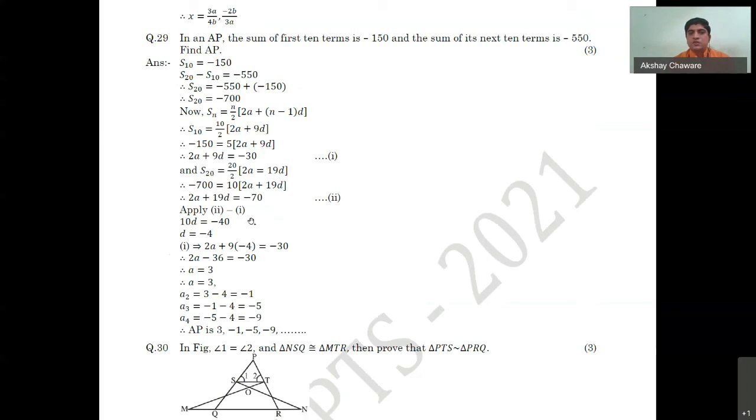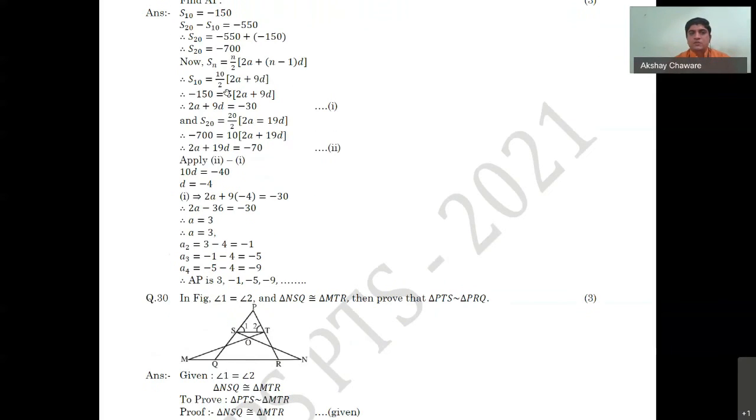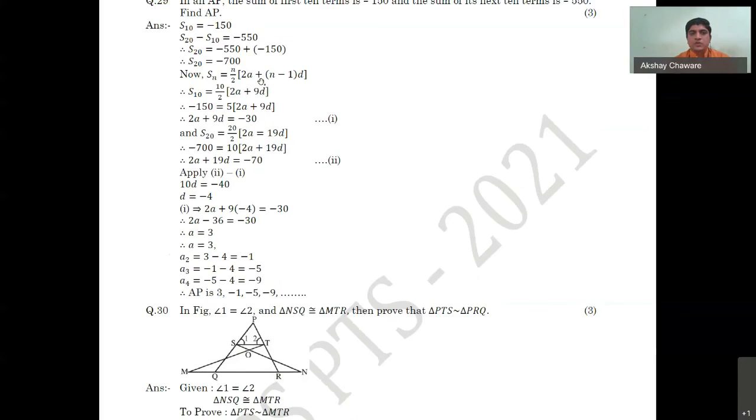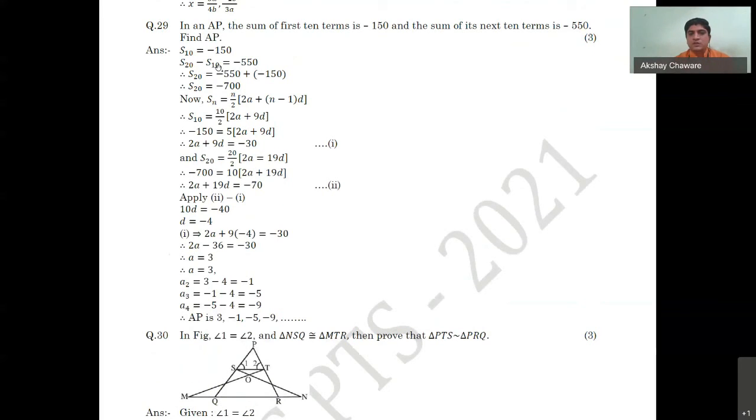And if we solve these two linear equations in A and D, you will get the values A equal to 3 and D equal to minus 4, and you can find the first 4 terms here. Your AP is 3, minus 1, minus 5 and minus 9. So it was a very simple question, only this condition is very much important, that S20 minus S10 is the sum of its next 10 terms.